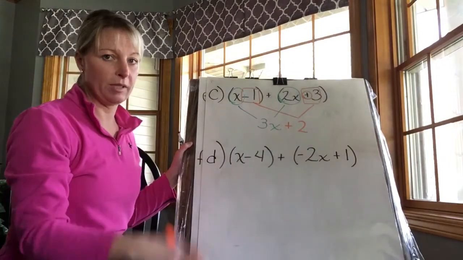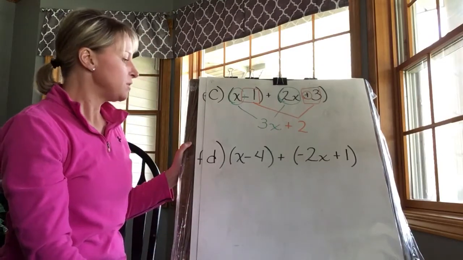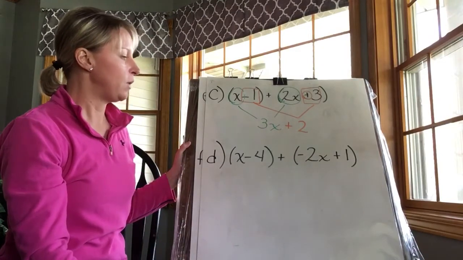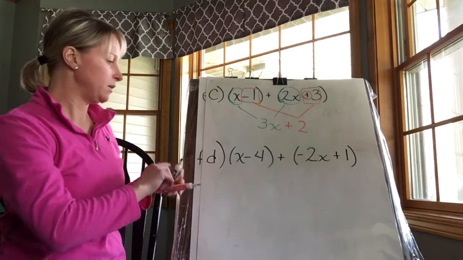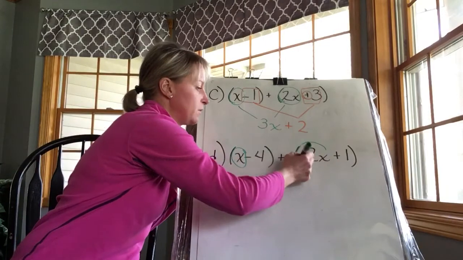D, again, if you didn't do it yesterday, please, every time I get to a problem, pause it, try it. So we have x minus 4 plus the quantity of negative 2x plus 1. I'm going to circle my like terms.